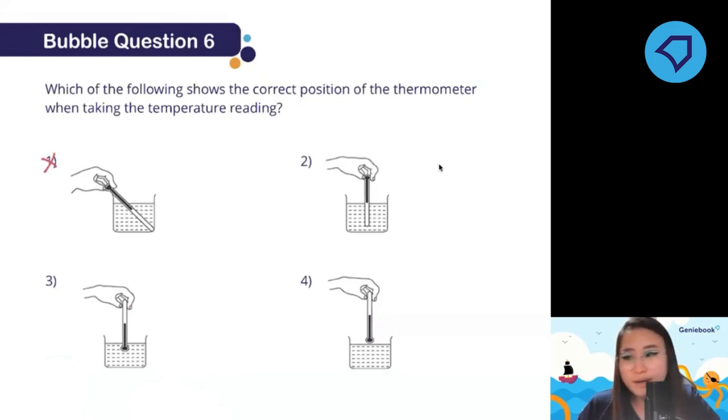Do you see where the reading is and where the liquid is? The bulb of the thermometer houses all the alcohol, all the mercury, right? So the bulb is here, here, and here. So obviously you cannot hold it at number 2. It's going to measure the temperature of your hand. So it's between 3 and 4. The bulb would have to be immersed in whatever solution you're trying to measure and not above it.